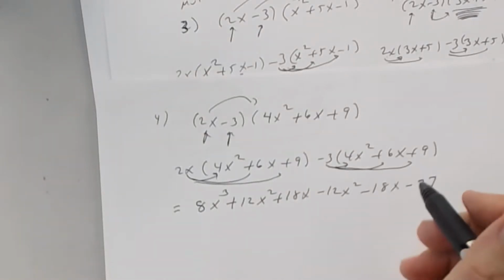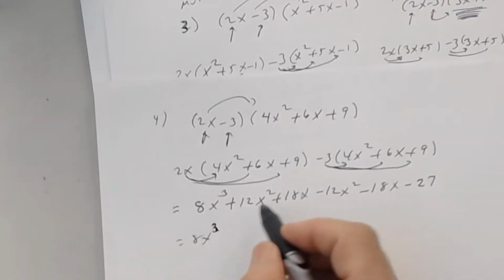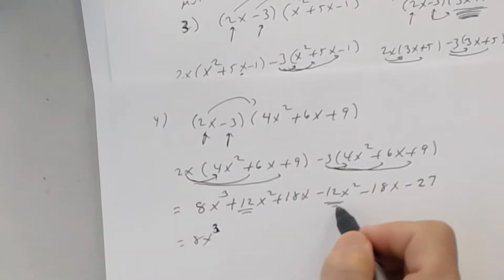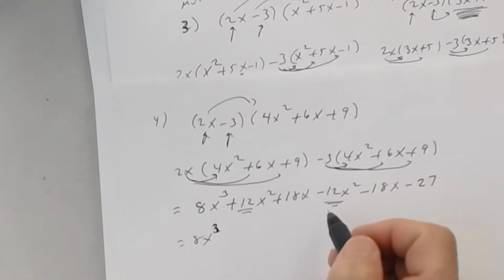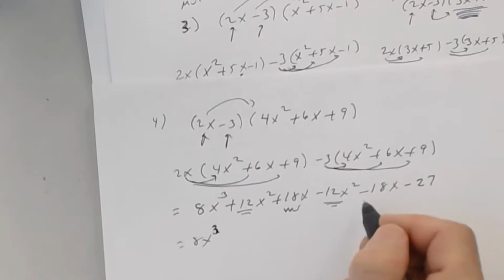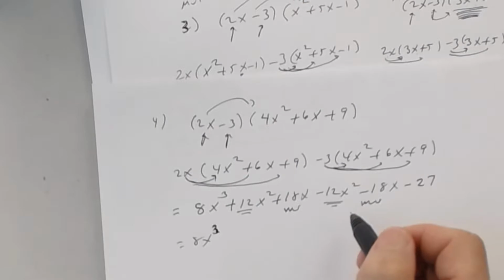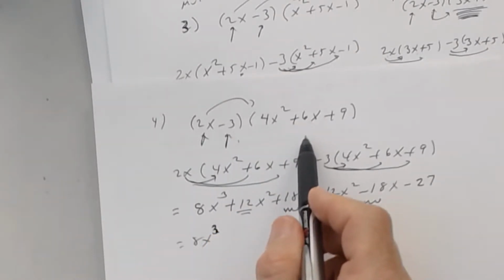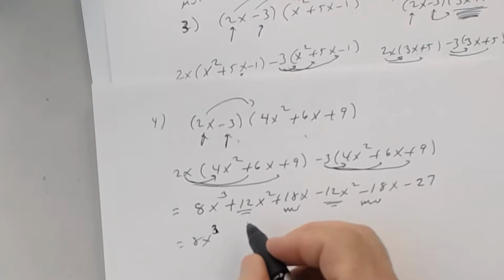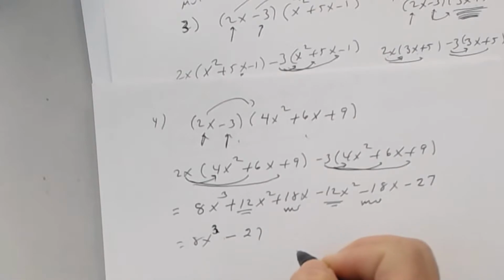Combining like terms, I get 8x cubed. The 12x squared and a negative 12x squared, those are opposites. So when I add them up, I get 0. The same thing for 18x and a negative 18x. Those are opposites. So when I add two terms that are opposite of each other, I get 0. So when I multiplied this binomial times this trinomial, I ended up with how many terms? 2. In this case, it is 8x cubed minus 27.